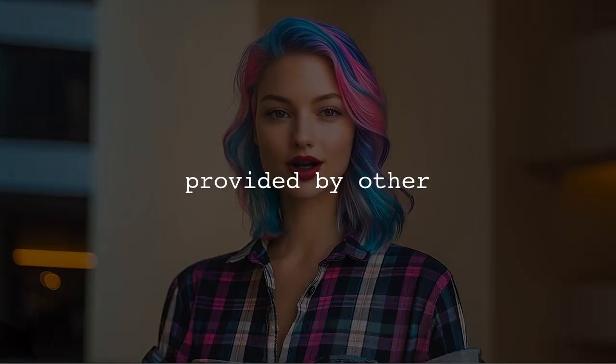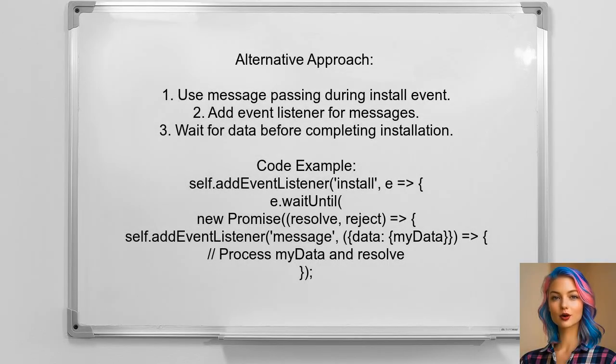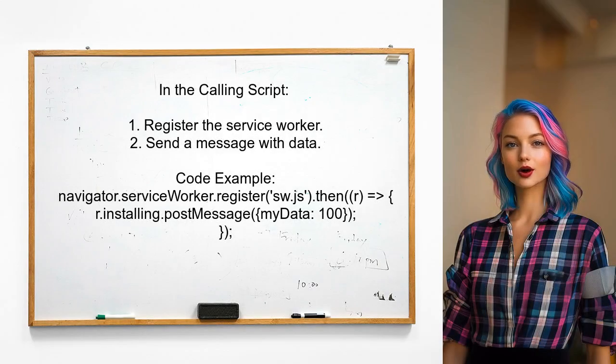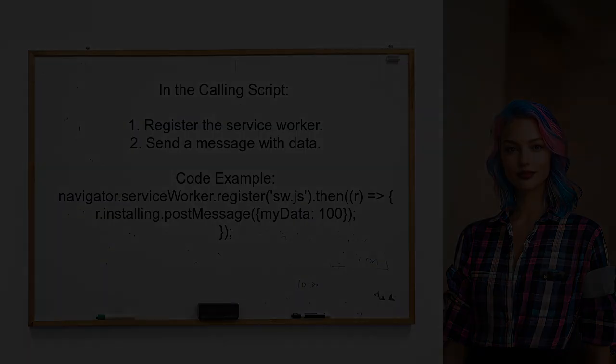Now, let's look at the answers provided by other users. An alternative approach shared by a user involves using message passing to send data to the service worker during the install event. They suggest adding an event listener for messages within the install event, allowing the service worker to wait for data before completing the installation. In the calling script, the user demonstrates how to register the service worker and send a message with data. This allows the service worker to receive and process the data effectively.